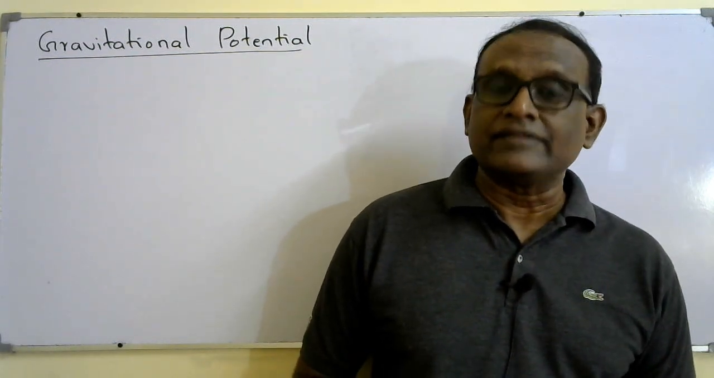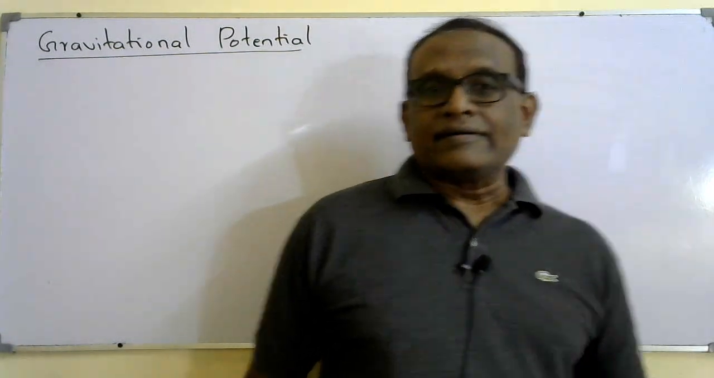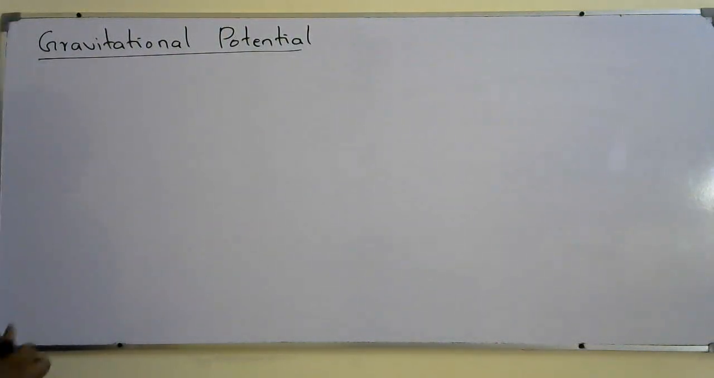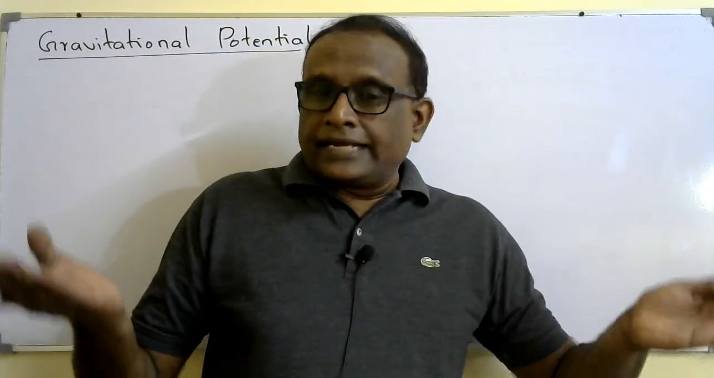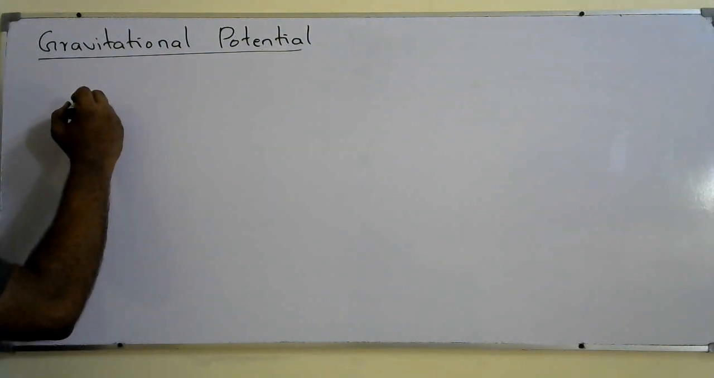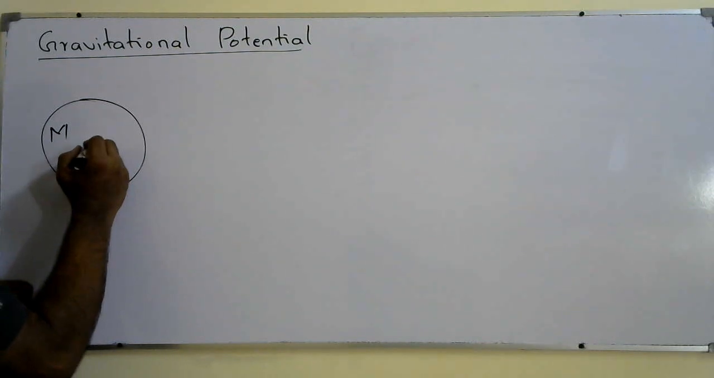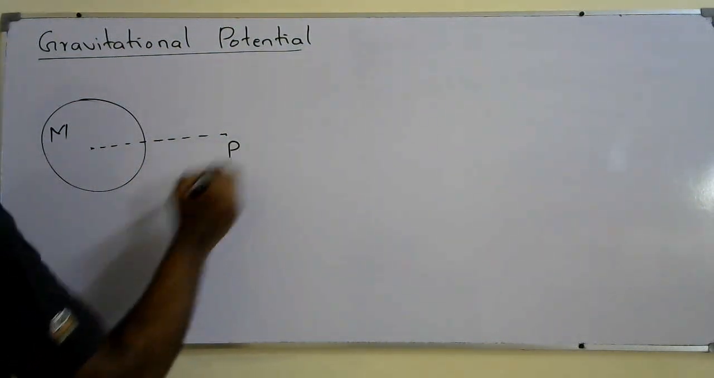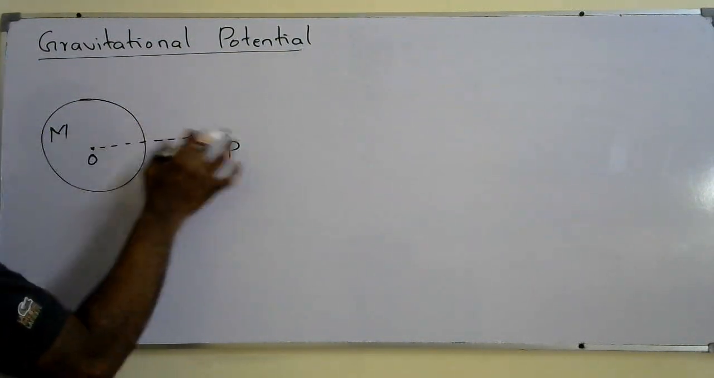So what does the gravitational potential of a mass m mean? Mostly in your syllabus we take a spherical shape object, a spherical shape mass, a planet or moon or star. So if there is a planet or star or moon of mass capital M, at distance r from its center, at point P, what does the gravitational potential of this mass capital M at point P mean? How do we define it? Okay, definition, careful.